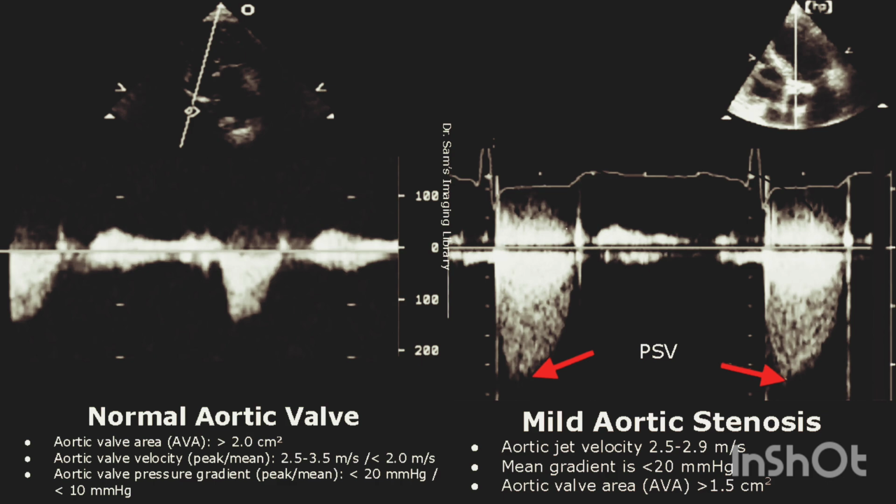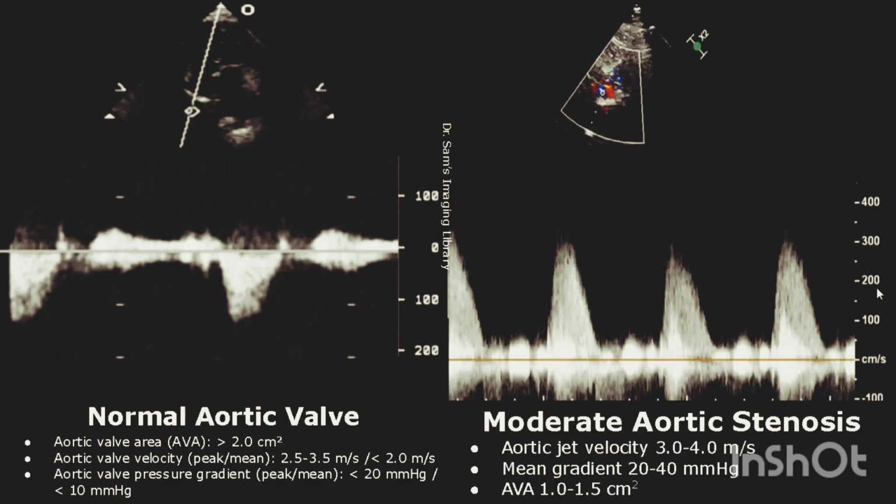Here is a spectral Doppler waveform of a normal aortic valve. This is how the waveform will look like. The peak velocity is usually less than 200 centimeters per second. And over here we have a case of mild aortic stenosis. We can see spectral broadening because of turbulent flow. And the peak velocity is between 2.5 to 2.9 meters per second. The mean gradient is less than 20 millimeters of mercury, and the aortic valve area is greater than 1.5 centimeters square. The area is usually between 1.5 and less than 2 centimeters square.